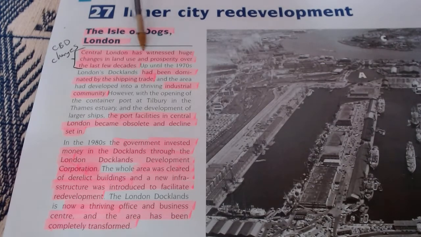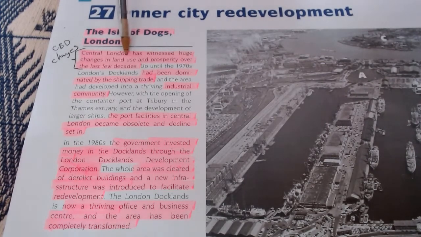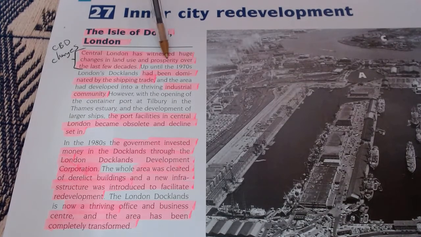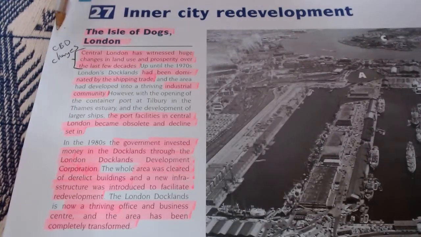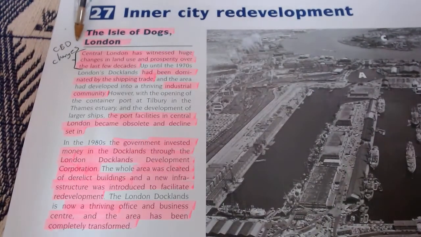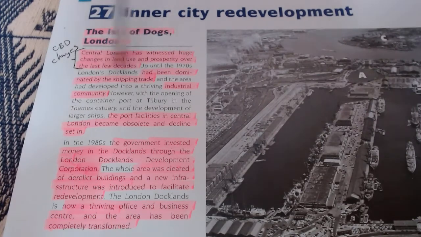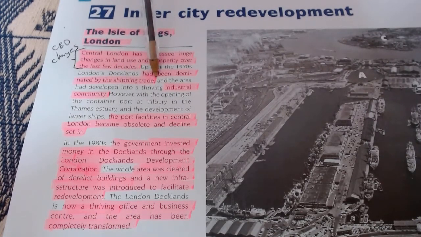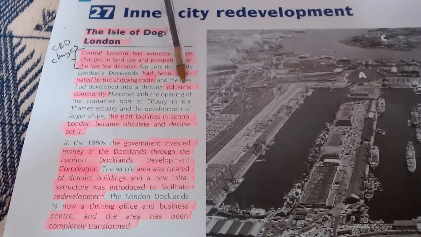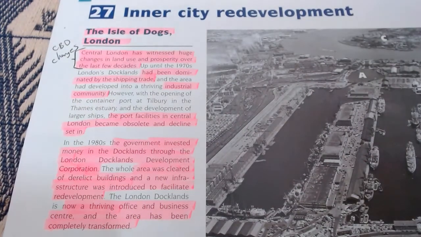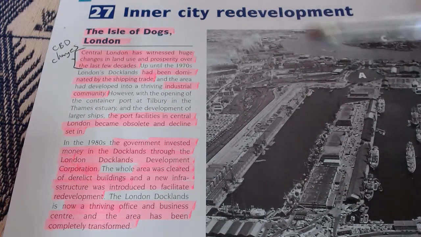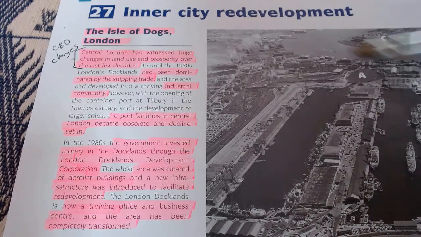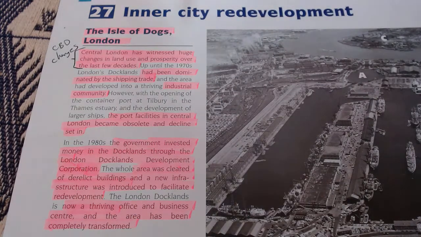Okay, central London has witnessed huge changes in land use and prosperity. So it's gained wealth and it's changed its land use, what the land is used for, and its function over the last few decades. Mainly the CBD, I put CBD changes there. It has been dominated by the shipping trade, so that was its original function, this area. And then industry. As for shipping, you can see in the photograph over here, these are all canals and just along the River Thames, which ran right through here. So this was all about shipping, and then because of that, industry built up. Again, I'll look at this photo in just a moment.